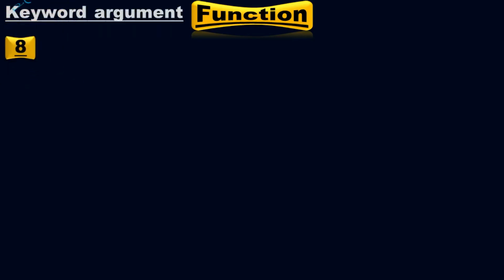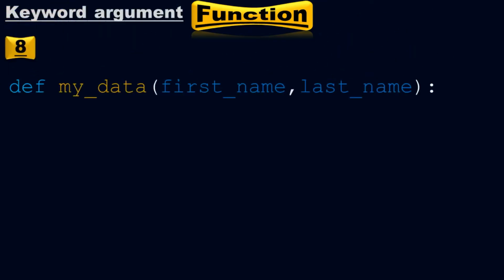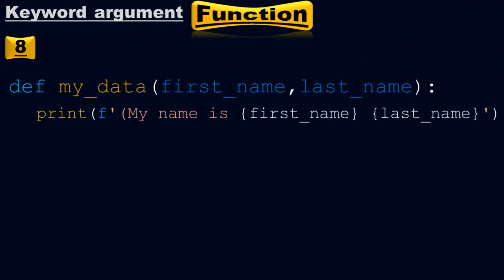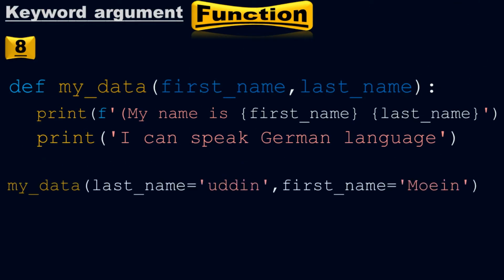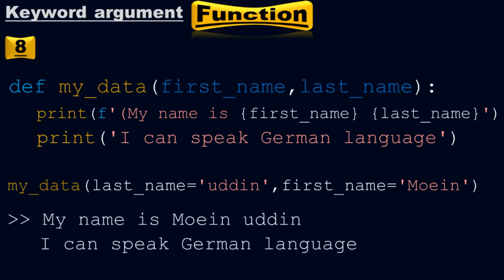Example number 8. Define my_data of first_name, last_name, print of f"My name is {first_name} {last_name}", and then print "I can speak German language." My_data of last_name equals Udin, comma, first_name equals Moein. When you run it, you will get this output.